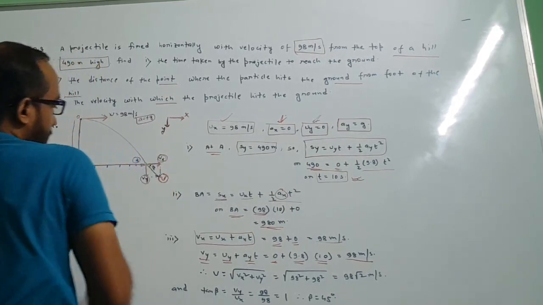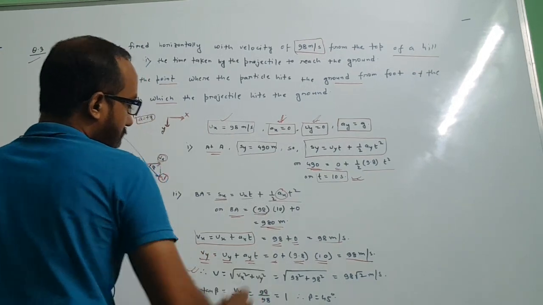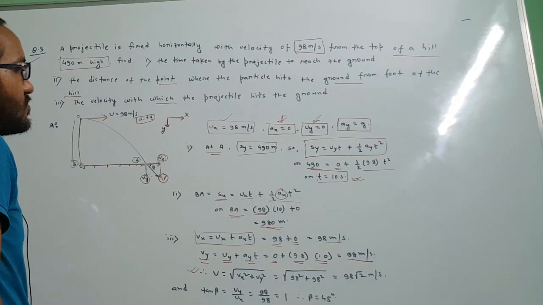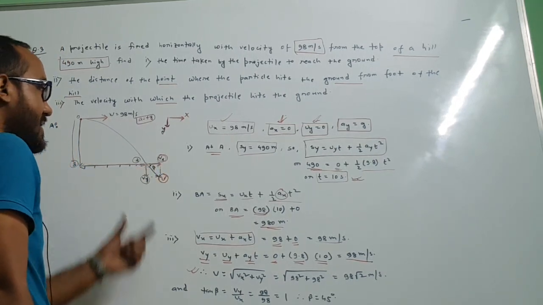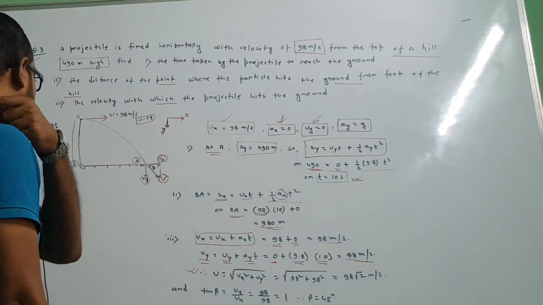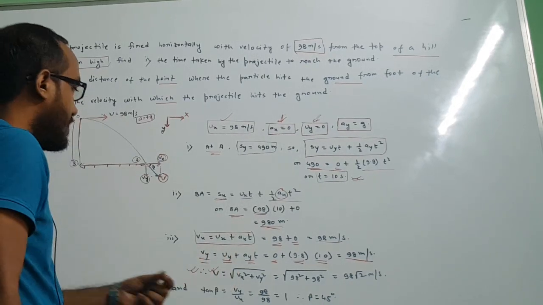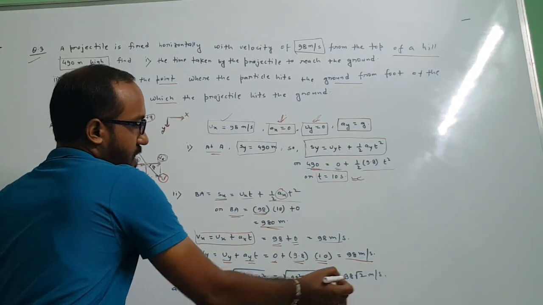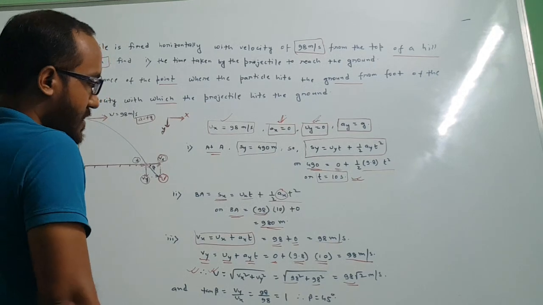So from this triangle, from this rectangle, we can apply the parallelogram law of addition to find out the v, which is root under of a square plus b square plus 2ab cos theta. As Vx and Vy components are at 90 degrees, our cos component will be gone. So our resultant velocity would be root under of Vx square plus Vy square. So 98 square plus 98 square, you will get it as 98 root 2 meter per second.